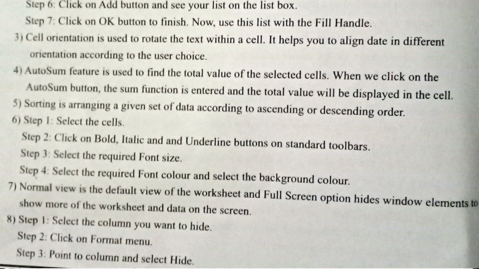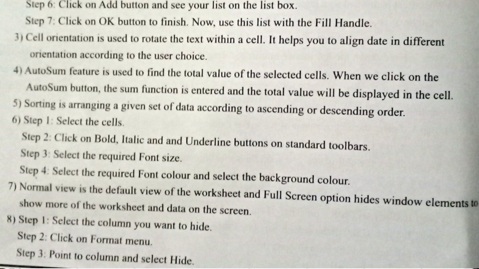Question number 2. Write the steps to create a custom list. Answer. Click Options from the Tools menu. The Options dialog box will appear. Click on LibreOffice Calc from the left side. Select Sort Lists. Click on New button. Type your new list in the entry box. Click on Add button and see your list in the list box. Then click on OK button to finish. Now use this list with the fill handle.